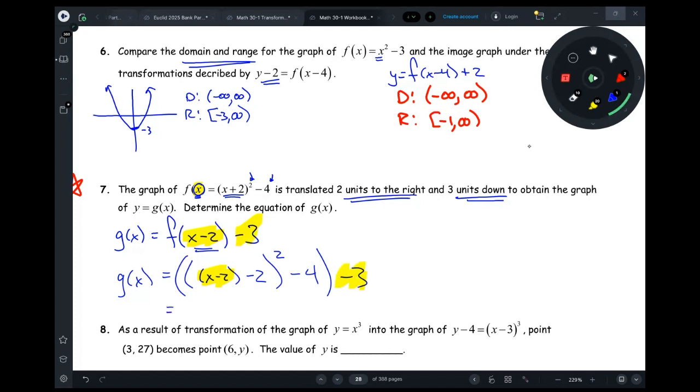So now, simplifying, inside the parentheses I've got x minus 2 minus 2, which is x minus 4, minus 3. And then what I'm going to do here is drop that next set of parentheses, and we get (x − 4)² − 7.